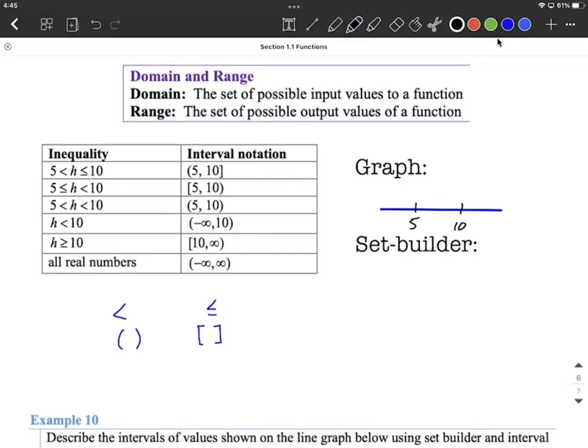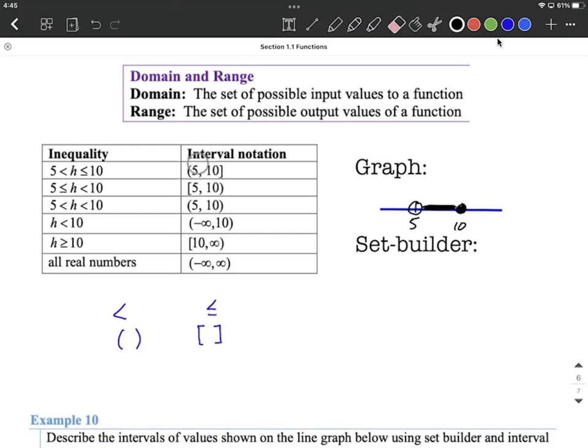To indicate that on a graph, we're going to use an open circle. On the right-hand side, however, H can be less than or equal to 10. So if it's allowed to equal 10 and still be a true statement, we're going to use a filled in circle at 10. Now H is allowed to be anything in between 5 and 10, so on a graph we would shade everything in between on this number line. And that does correspond with our interval notation as well.